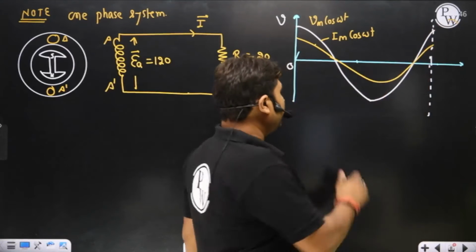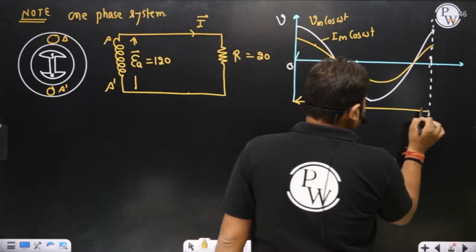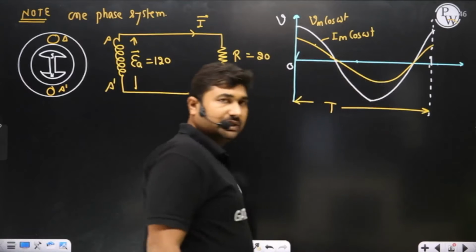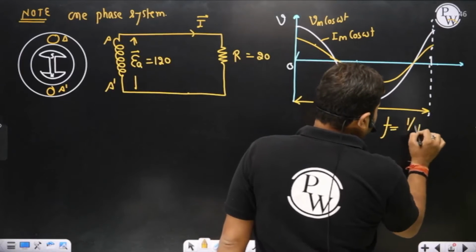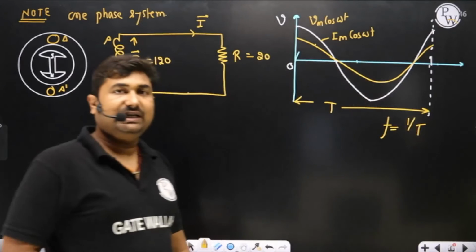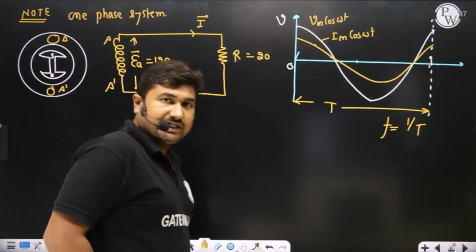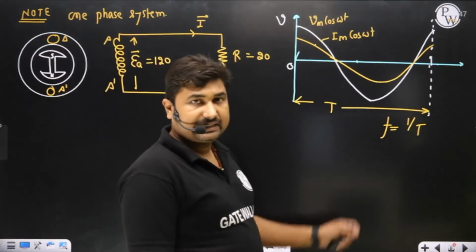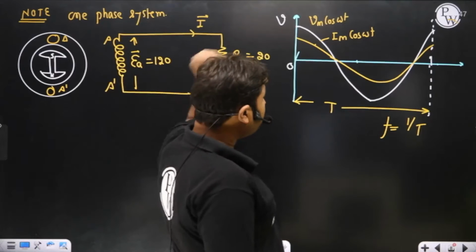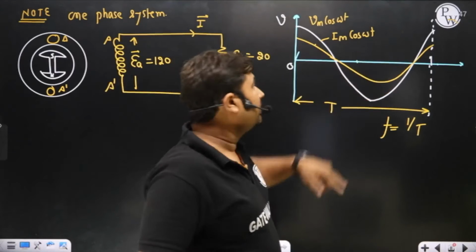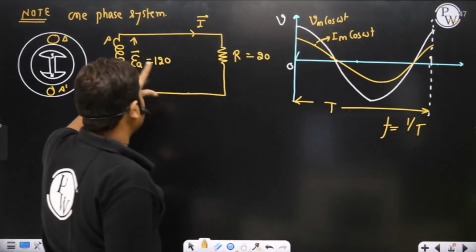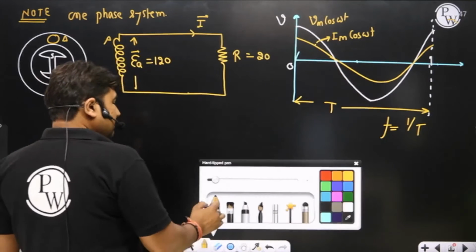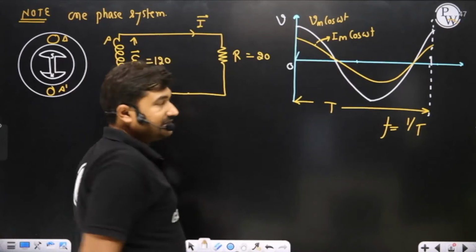The frequency of induced EMF depends upon the speed of rotation. We all know that. If you are completing one rotation in time period T, then the frequency of voltage is equal to 1 by T, that is f. And the current is Im cos omega t, because voltage divided by resistance is not going to change the phase.